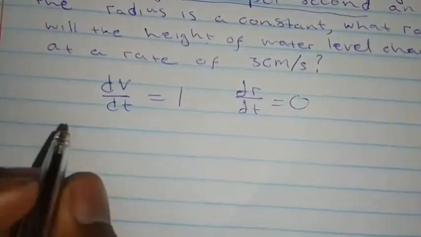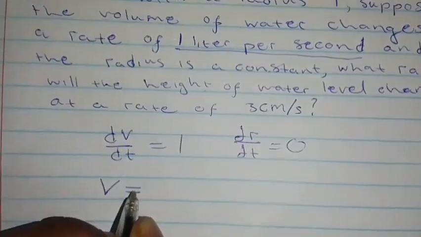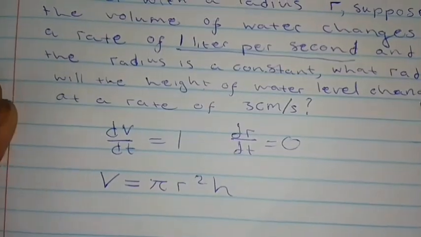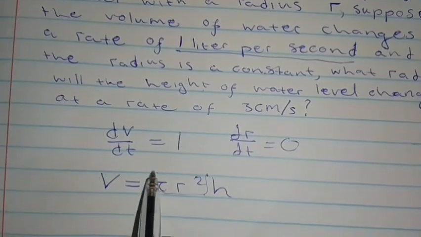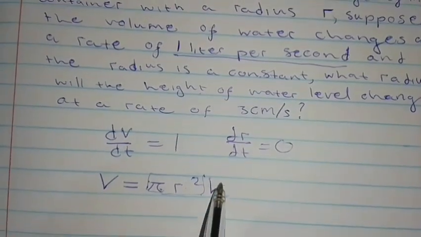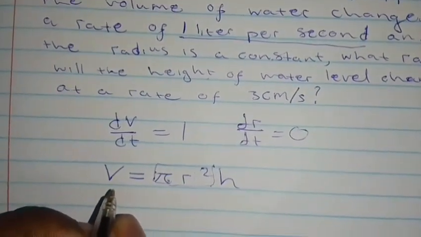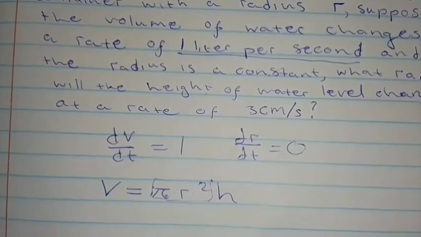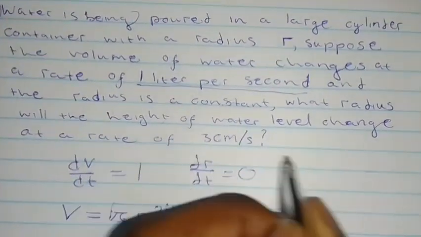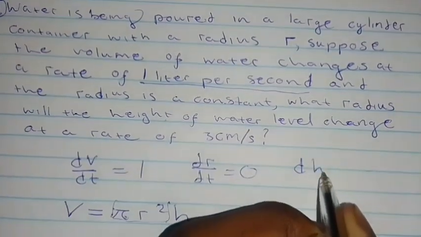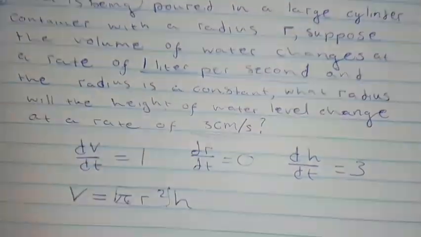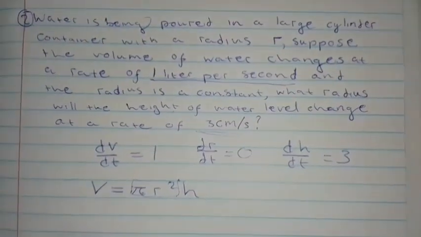Now, you're going to have to know the formula for volume of a cylinder. This will be pi r square h. Now, these are constant. Pi is constant, r squared is constant, and we have h there. Now we're looking for the radius. You're solving for radius. Now the last statement here, it says that dh over dt is equals to 3.